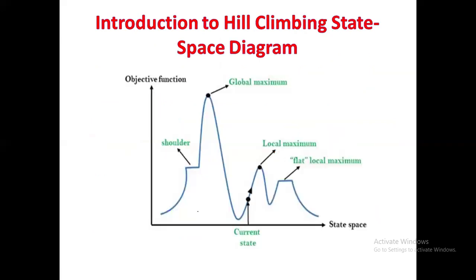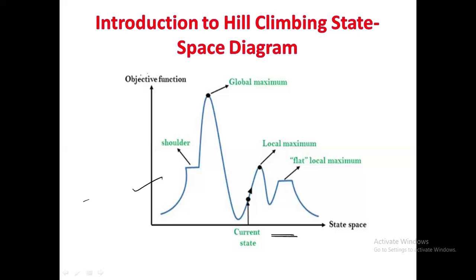Next, we'll see an example problem using the hill climbing state space diagram. The state space diagram in hill climbing represents the landscape of possible solutions, where each state corresponds to a potential solution and the objective function value determines its elevation. Here, the x-axis represents the different states while the y-axis represents the objective function or cost function value.